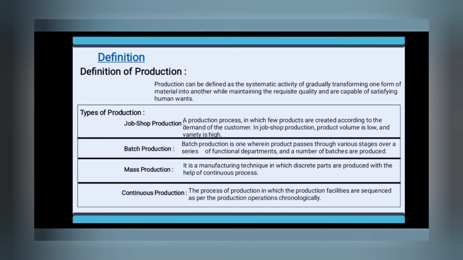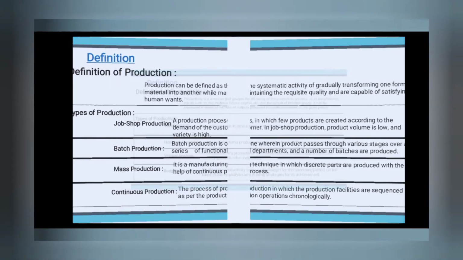And third one is mass production. It is a manufacturing technique in which discrete parts are produced with the help of a continuous process. And the fourth, continuous production, is the process of production in which the production facilities are sequenced as per the production operation chronologically. So these are our definitions of production and the 4 types of production, like job production.